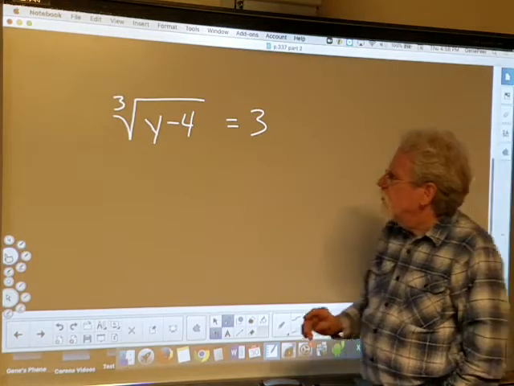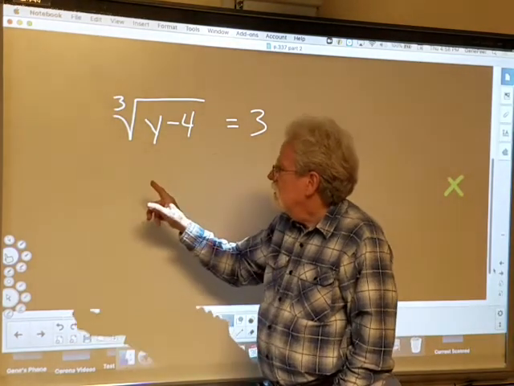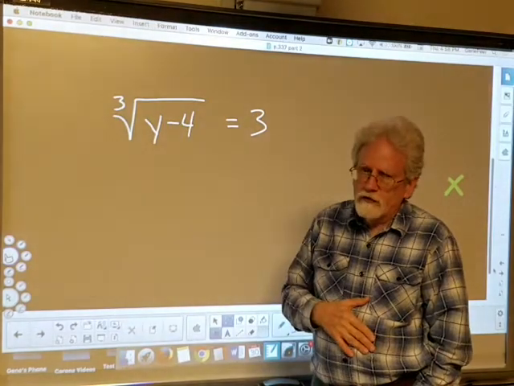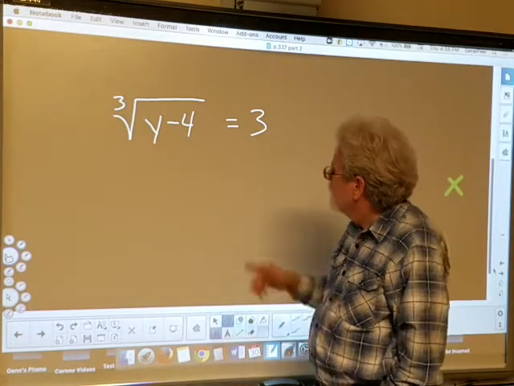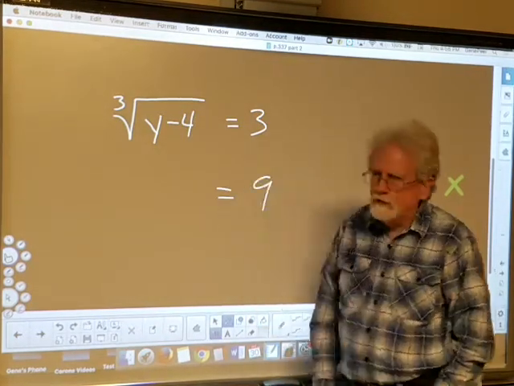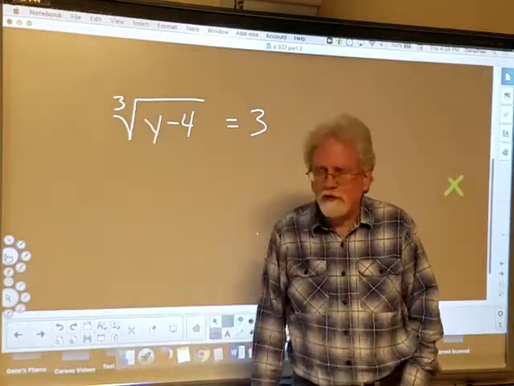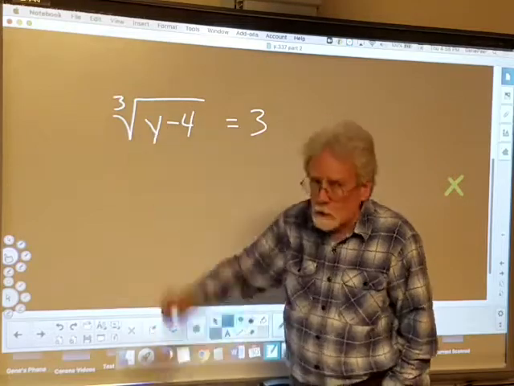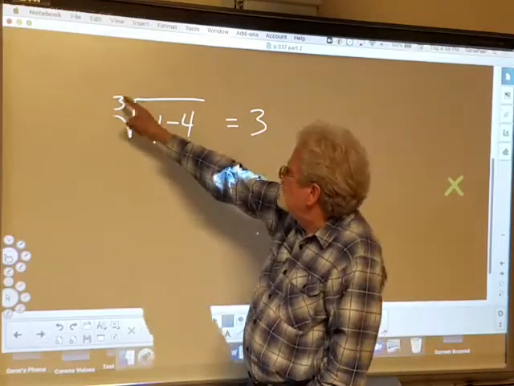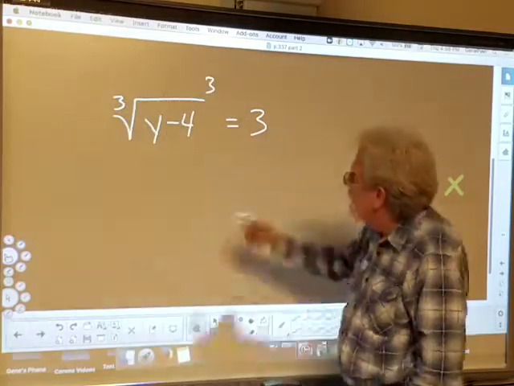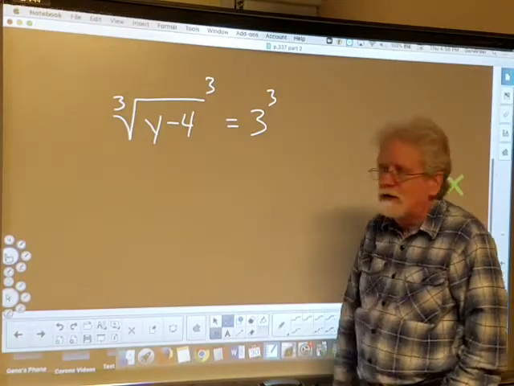Another one here I wanted to look at, some things that were not on the assignment. Oh yes, folks, do not square both sides. If you square both sides to get a 9 over here, you blew it. You don't get rid of cubed roots by squaring. No. How do you get rid of cubed roots? You get rid of a cubed root by cubing. Oh, of course, it's so obvious now.